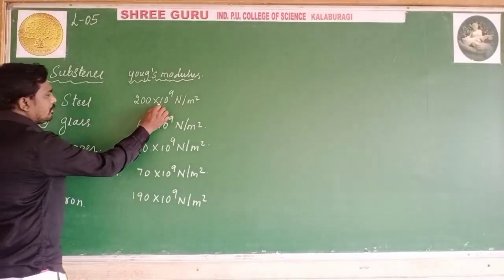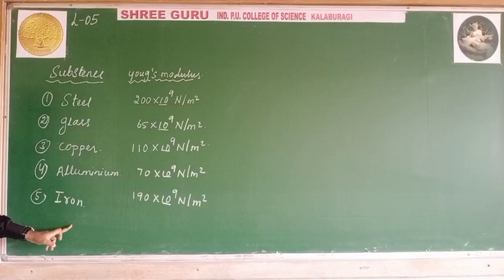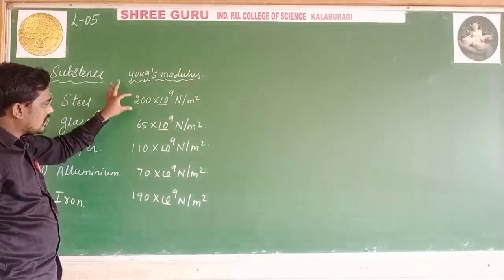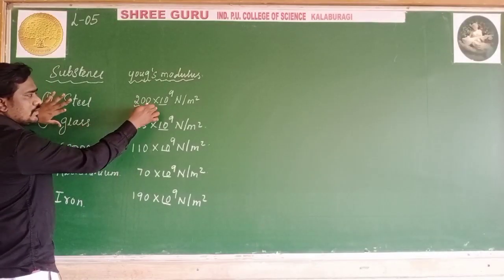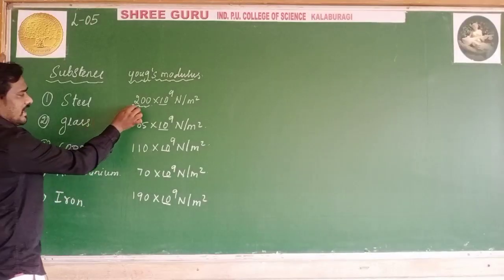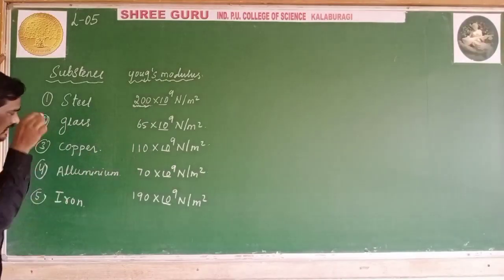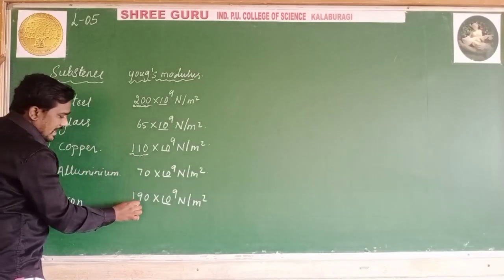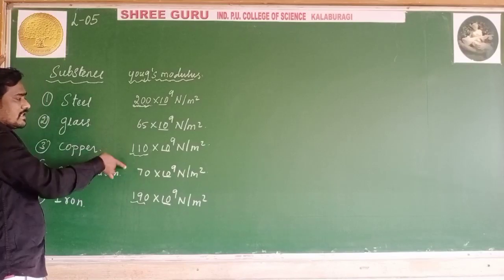Just keep in your mind, the powers are the same. For the Young's modulus of different substances, the power multiplication values are the same. Only the numerical values change. Steel is 200 into 10 to the power of 9, which means steel is more elastic than all other substances. That's why the Young's modulus of steel is more compared to other substances. Then copper is elastic compared to these materials, and after steel, iron is more elastic compared to other substances.